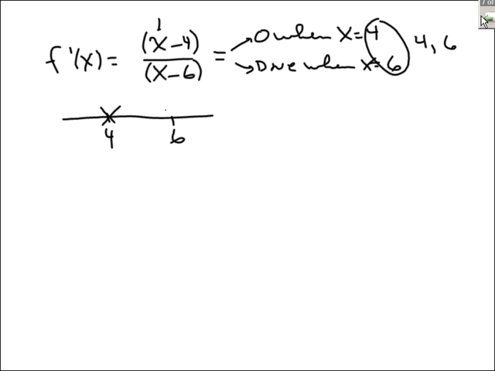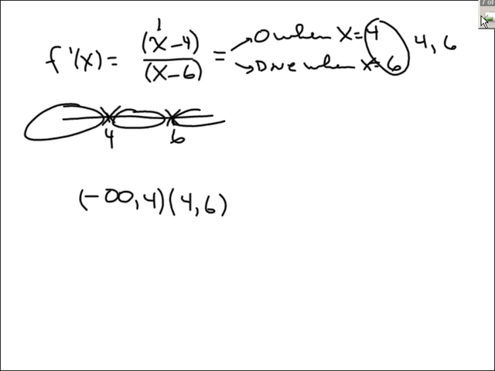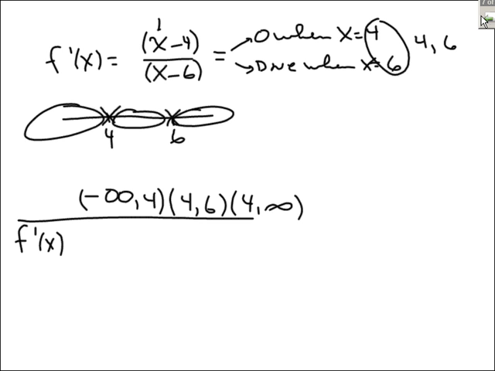If you draw 2 x's, you get 3 intervals, 1 more. If you draw 1 x, you get 2 intervals. You always get 1 more than the number of points you want to skip. You want to skip 2 points, you're going to have 3 intervals. Okay, so the intervals are going to be from negative infinity to 4, then 4 to 6, and then from 6 on, that is 6 to infinity. And you want to look at the plus or minus sign of the first derivative.